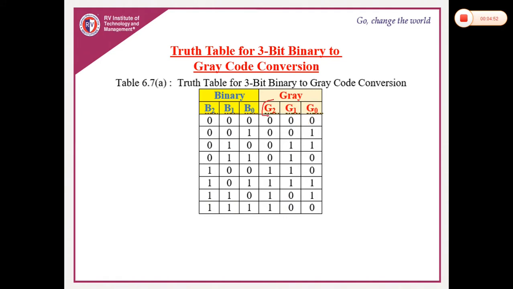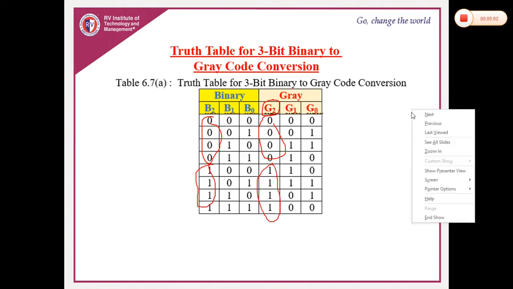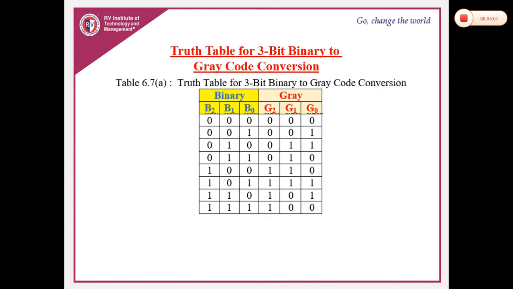Finally, you can see G2, there is no XOR operation. So whatever is there in B2, that is 0 0 0 0, same thing you write it. And 1 1 1 1, same thing you write it because G2 is equal to B2. So this is all about the binary to gray code conversion truth table.